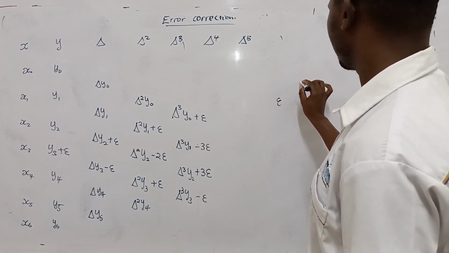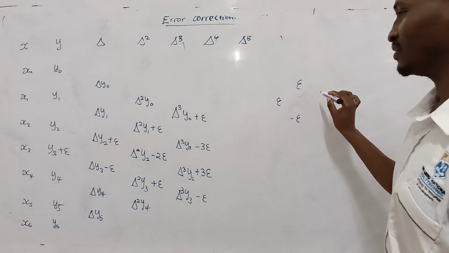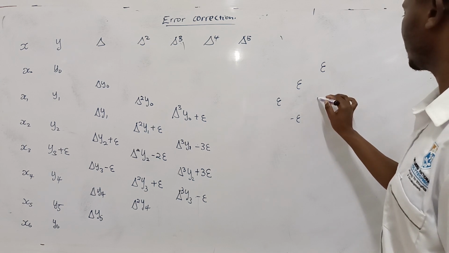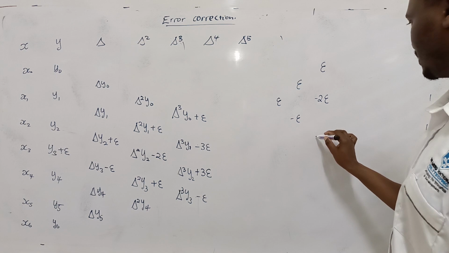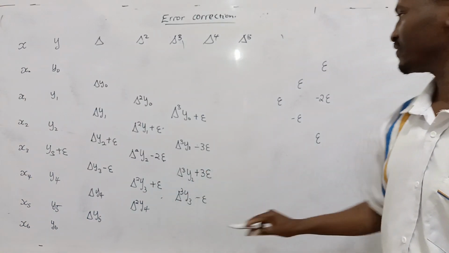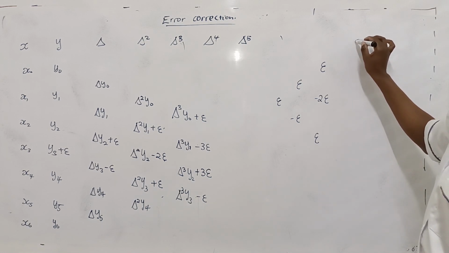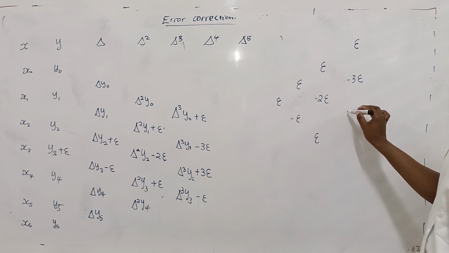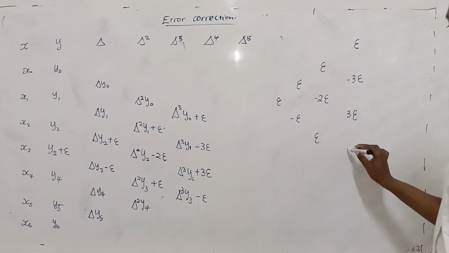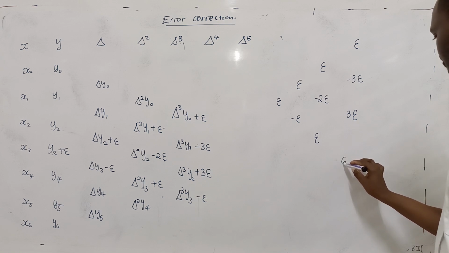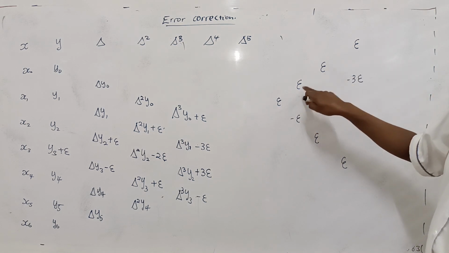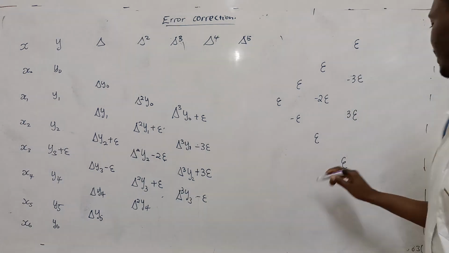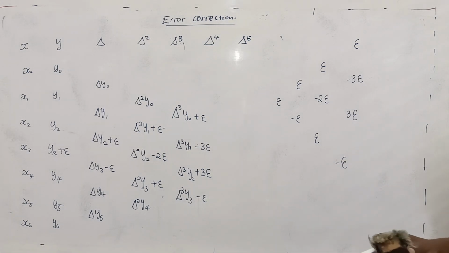Propagating in that manner: positive, negative, positive, in between these two negative, positive here, positive, negative, positive. Then here it is propagating: negative 3, positive 3, outside this positive, positive, negative, positive, negative, positive, positive, negative, positive, negative. This error here is negative, that error there is negative. So we can see that.